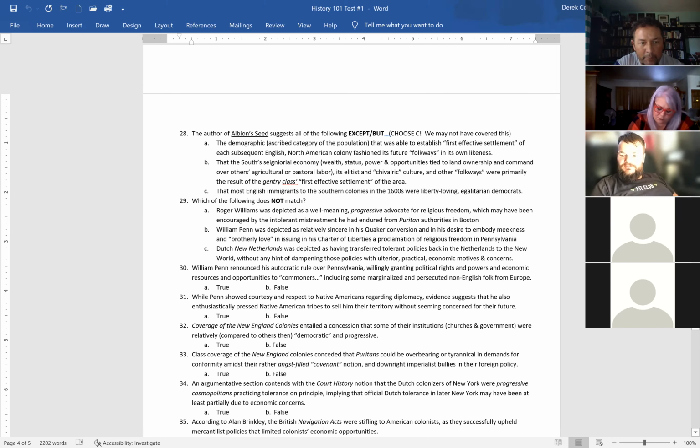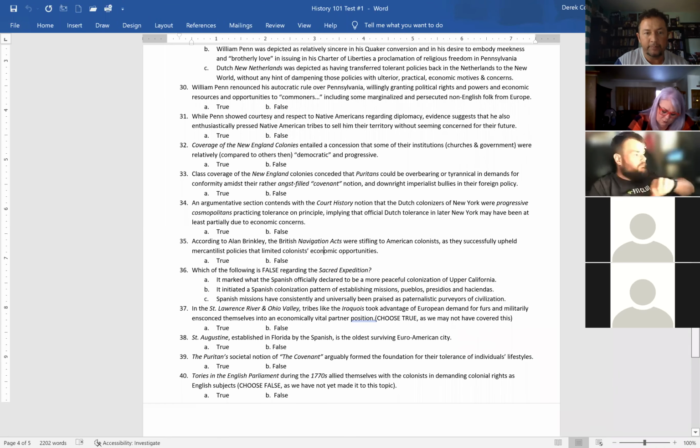So number 34, an argumentative section contends with the court history notion that the Dutch colonists of New York were progressive cosmopolitans practicing tolerance on principle, implying that official Dutch tolerance in later New York may have been at least partially due to economic concerns. That's a redundant question, which I probably should rectify. So that one is true, right? That's a second question where that's been addressed.